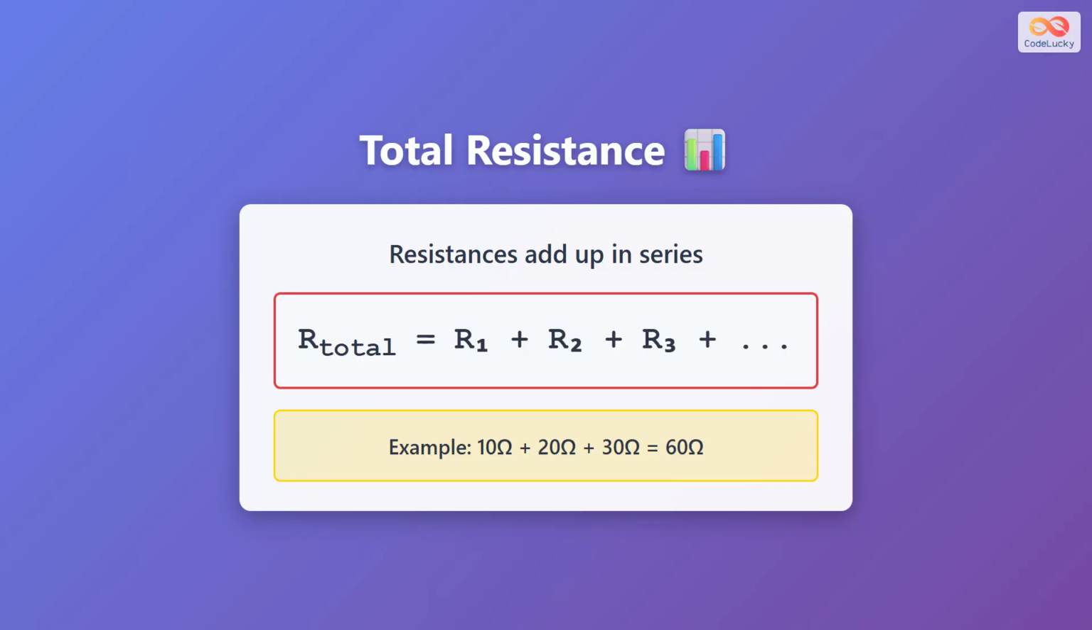Resistances add up in series circuits. To find the total resistance, simply add all individual resistances together. The formula is total resistance equals resistance 1 plus resistance 2 plus resistance 3 and so on. For example, if you have 3 resistors of 10 ohms, 20 ohms, and 30 ohms connected in series, the total resistance is 60 ohms. This is straightforward addition. The more resistors you add in series, the higher the total resistance becomes.